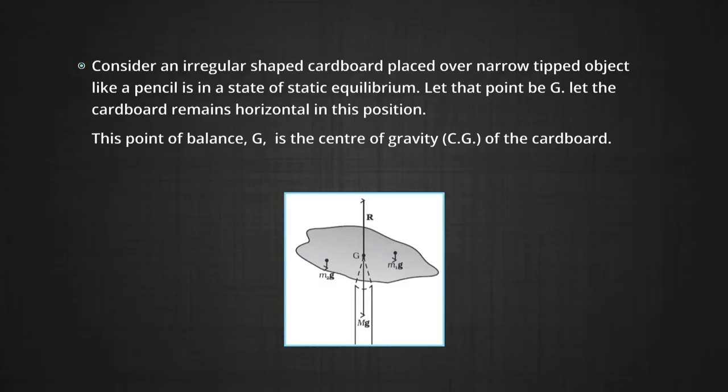Consider an irregularly shaped cardboard placed over a narrow-tipped object like a pencil, which is in a state of static equilibrium. Let that point be capital G. By definition, we know that point is the center of gravity. Let the cardboard remain in a horizontal position. This point of balance, capital G, is the center of gravity of the cardboard. One can see in this figure that the cardboard is at rest over the tip of a pencil.